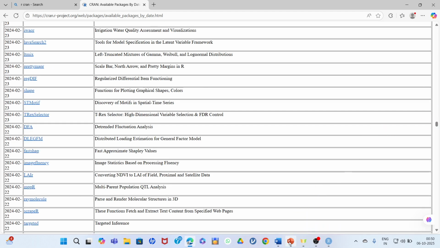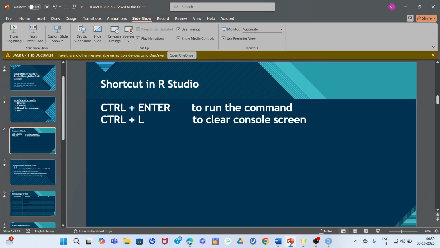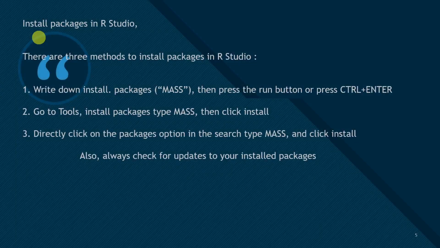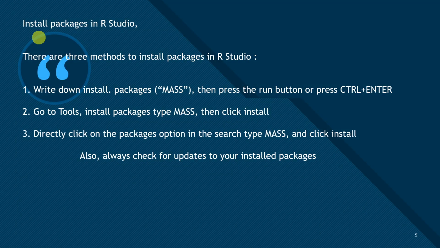So let's go to here. Basically, when you install a package in RStudio, you have three options. The first option is you can directly type install.packages and bracket and inverted comma the name of the package. For example, the package name is MASS. And then you press the Control plus Enter button. So this is the first case.